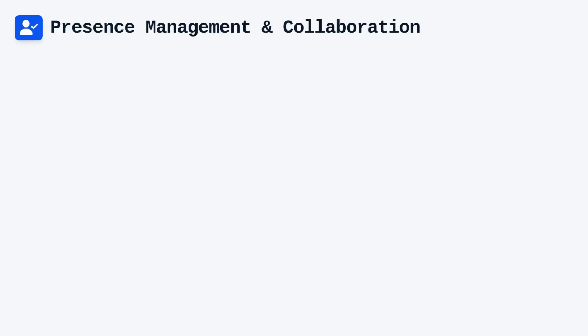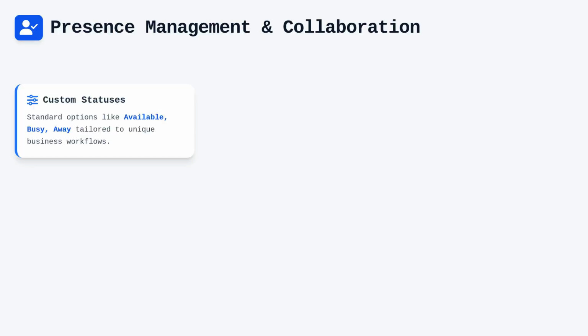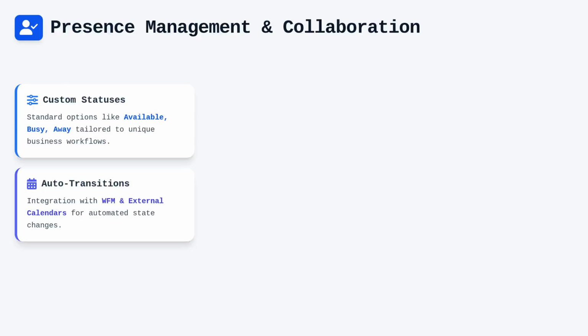Presence management is another crucial component, as it communicates the real-time availability of users to the rest of the system and, by extension, to the routing engines that handle incoming interactions. Genesys Cloud comes with a standard set of presence statuses, such as available, busy, or away, but these can be customized to match the unique workflows of your business units. These statuses are not purely for manual selection. They can be integrated with WFM or external calendars to automatically transition an agent's state based on their scheduled activities.